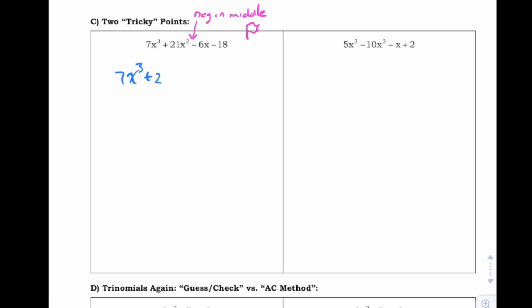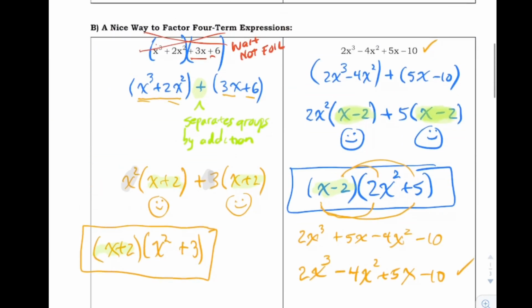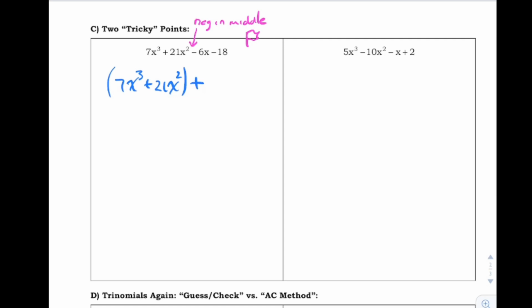7x cubed plus the 21x squared. We're going to put in a group. Here's what's different. Before, we always went like this, add. That's what we always did before. Let me back up. I'm warning you that I'm about to scroll, because I hate it when people scroll. But anyway, see, we usually had a plus in the middle. Well, now we don't have a plus in the middle. We have a minus in the middle.